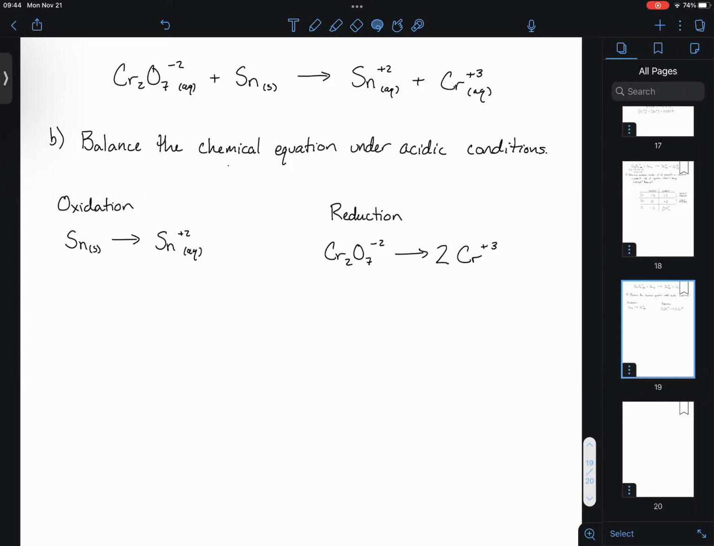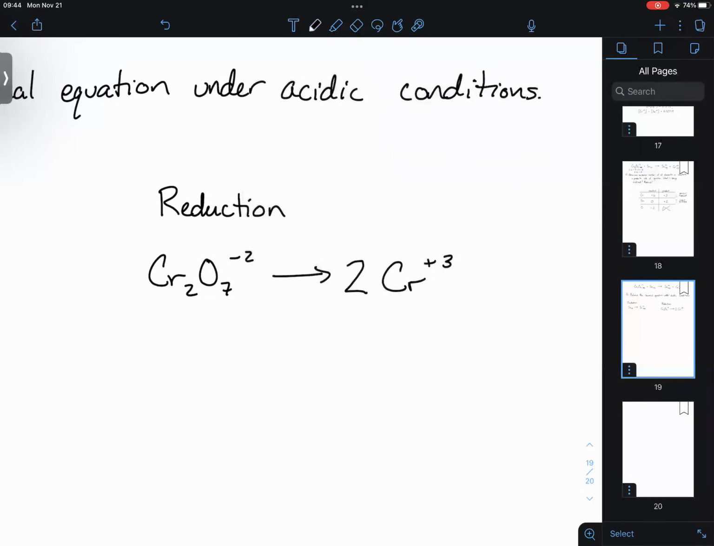Okay, so now I'm going to balance all oxygens and hydrogens. For my oxidation reaction, I don't have to worry about it because I don't have any oxygens or hydrogens there. But for the dichromate, for my reduction half reaction, I am going to have to worry about that. So how do I balance those 7 oxygens? I'm going to add in 7 waters over here. All right, and so that solved my oxygen problem, but now all of a sudden I've introduced this new problem of having hydrogens. And so we're going to balance our hydrogens by adding hydrogen ions, H+.